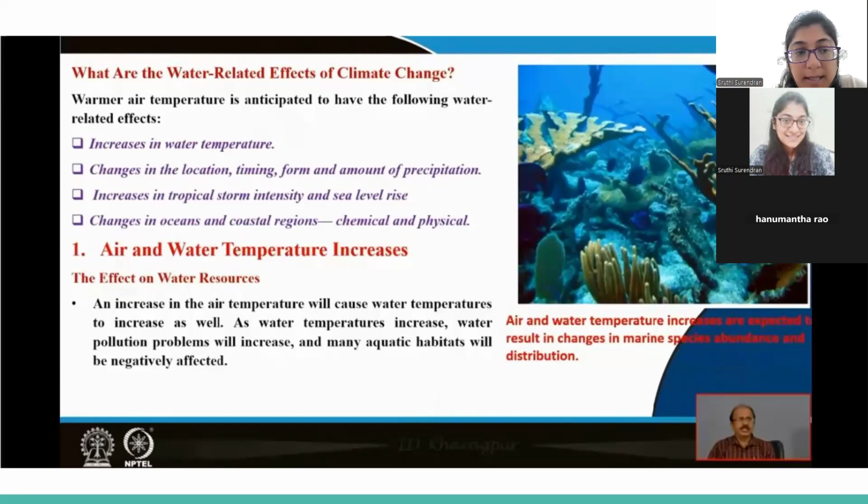So, what happens when the air and the water temperature increases? Air temperature increasing is eventually resulting in the water temperature increasing, and this is going to impact a lot of habitats in the oceans. Particularly, you must have heard about how coral reefs are becoming extinct because they are very sensitive to even minute changes in temperature. As a result, reefs are deteriorating at a very high rate. So, that is one consequence of temperature changes to the water in oceans.